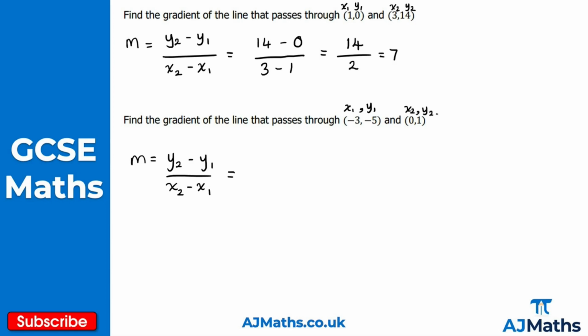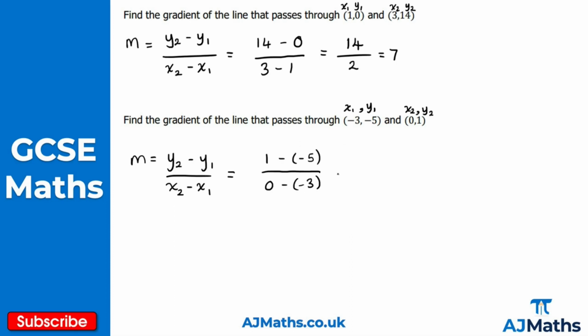Okay. So in that case, then y2 is 1 minus 5. So we've got to be very careful here. So I'm doing 1 minus 5. This is going to be over x2, which is 0, minus x1, which is minus 3. I do 0 minus 3. A common mistake here is to kind of drop one of the minuses and just take that as, for example, 1 minus 5 over 0 minus 3. Careful, that's not correct, okay?